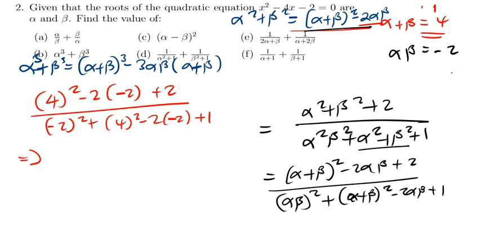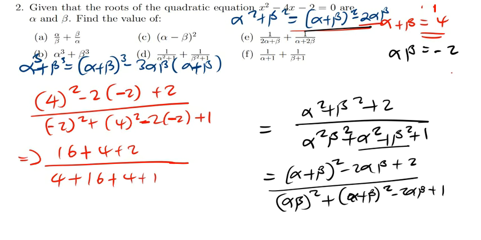What are we going to have? That will be 16, and negative and negative will be positive, so we'll have 16 plus 4 plus 2. In the denominator we have 4 plus 16, negative and negative will be positive, 2 times 2 is 4, plus 1. 16, 20, 22 over 20, 24, 25. So it's 22 over 25. That's the answer.